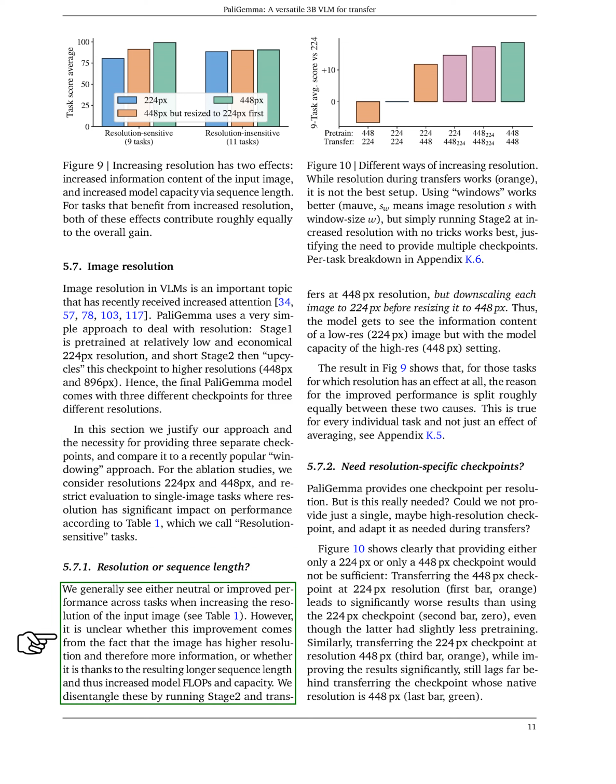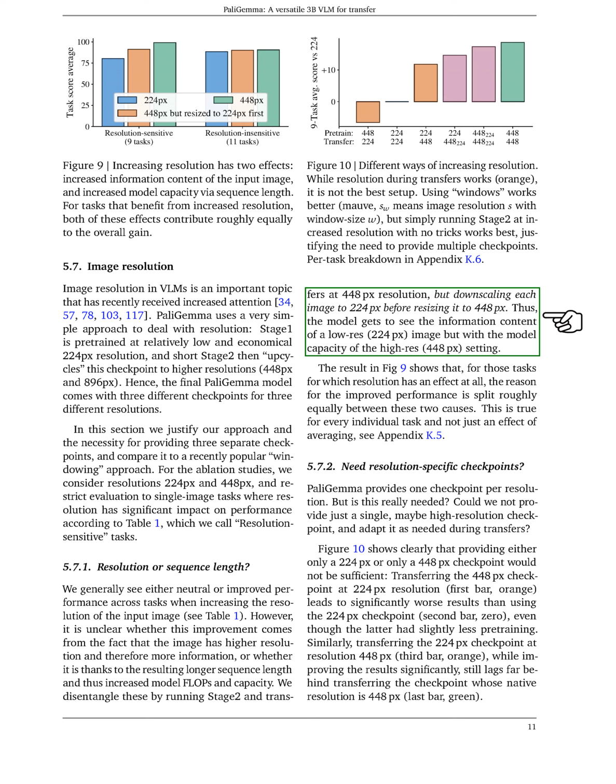When we increase the input image resolution, we generally observe either neutral or improved performance across tasks. However, it is unclear whether this improvement stems from the higher resolution providing more information or from the longer sequence length leading to increased model capacity. By downscaling images to 224px before resizing them to 448px, we find that the improved performance is influenced roughly equally by both factors.